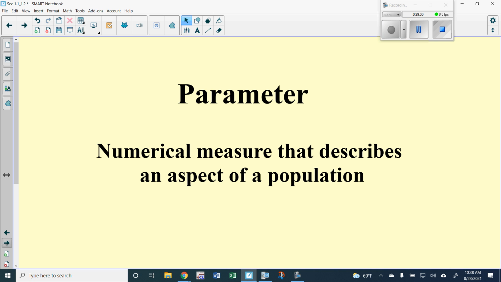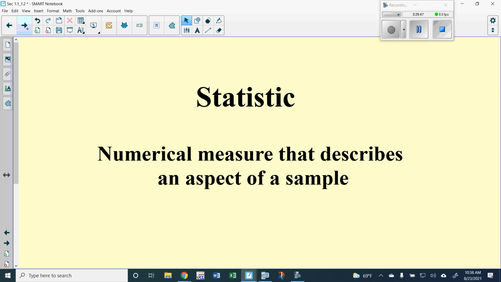Can a parameter change? Nope. Because if we measured everybody's height in here, and we got your height, that's what the average height is. It doesn't change. Now you could say, well, what happens if one person's not here tomorrow and somebody else is here? Does that change? Yes, but you've changed the population. But a parameter never changes. It's a population. It's a fixed thing based on a population.